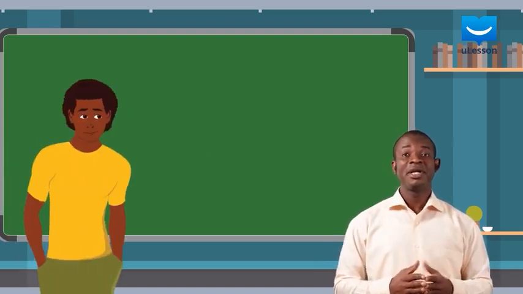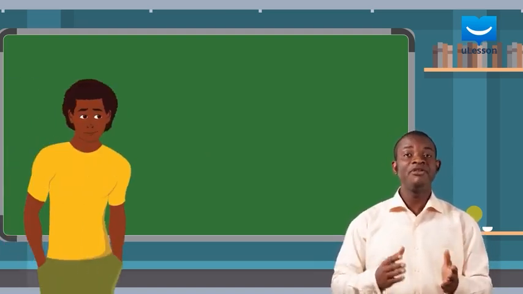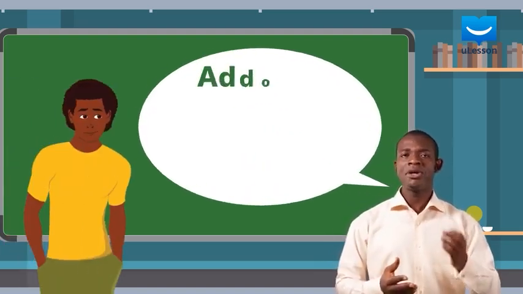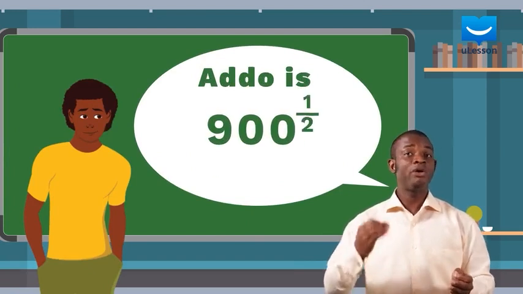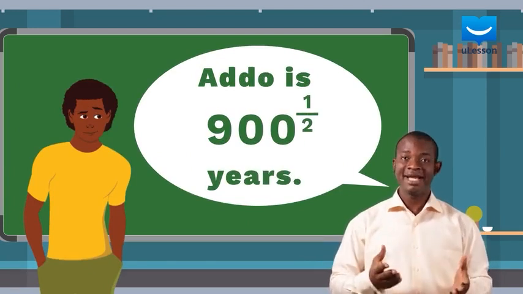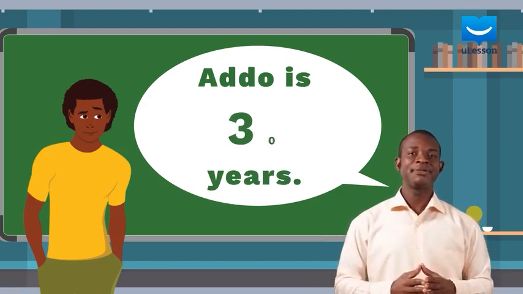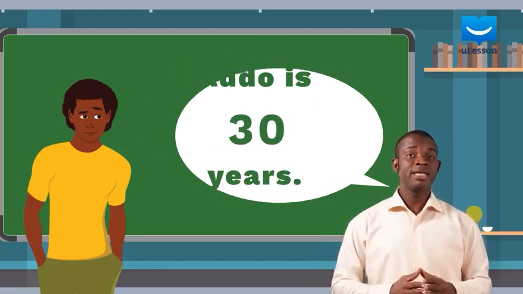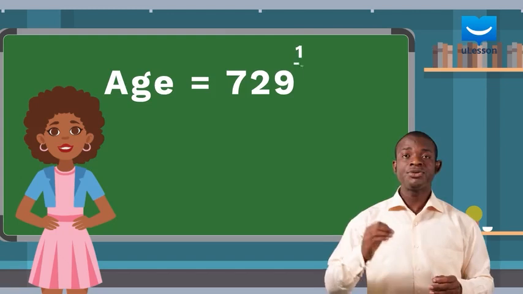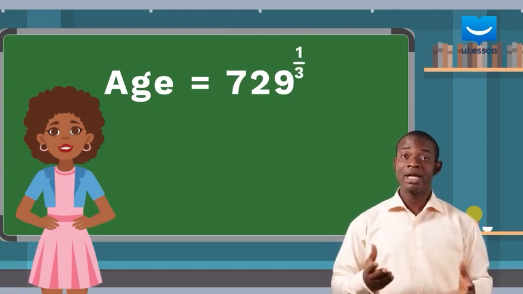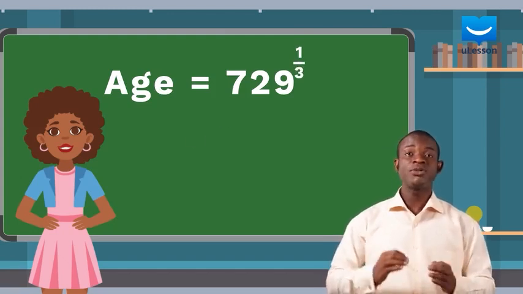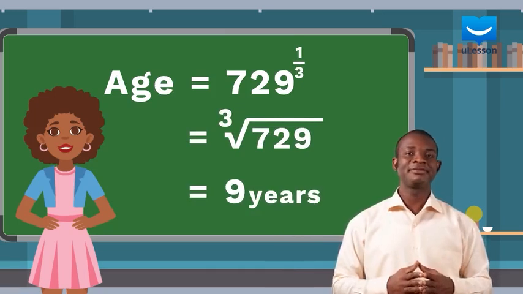For example, if I want to use a code in giving Ado's age, and I say Ado is 900 raised to the power of 1 over 2 years, then Ado's real age is the square root of 900, which is 30. If Munachi's age is 729 raised to the power of 1 over 3, then Munachi's age is the cube root of 729, which is 9.